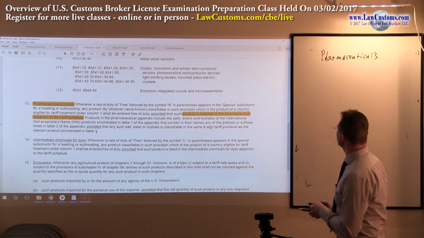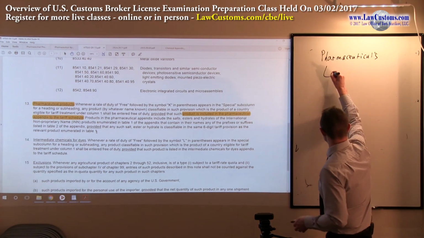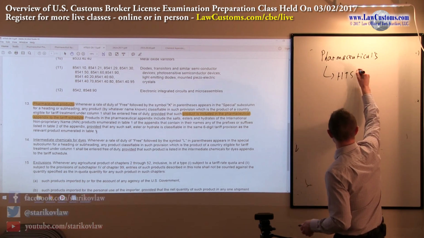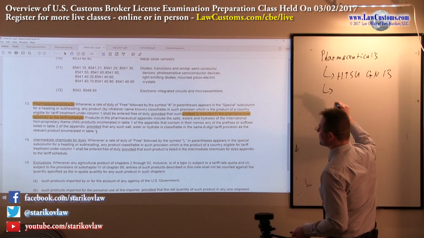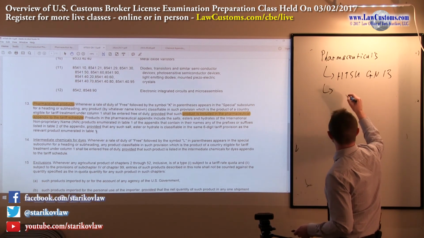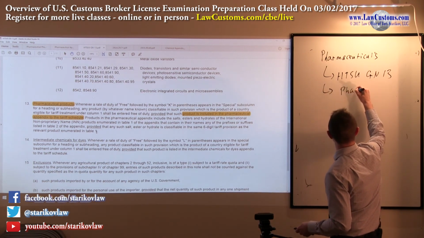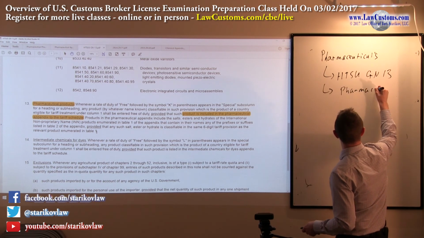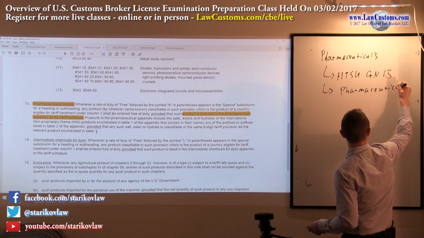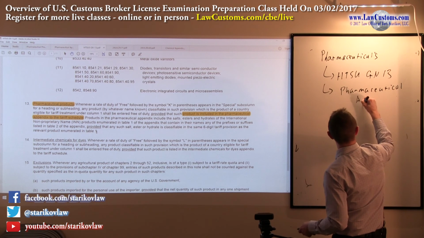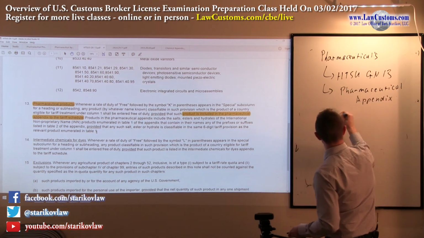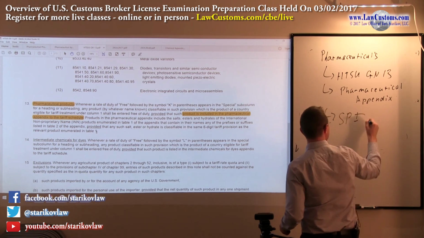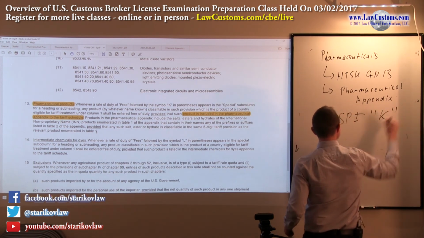One thing to keep in mind is, for the legal background, HTS US General Note 13. Then you have Pharmaceutical Appendix, and then you have special program indicator, which is marked with K as in Kevin.